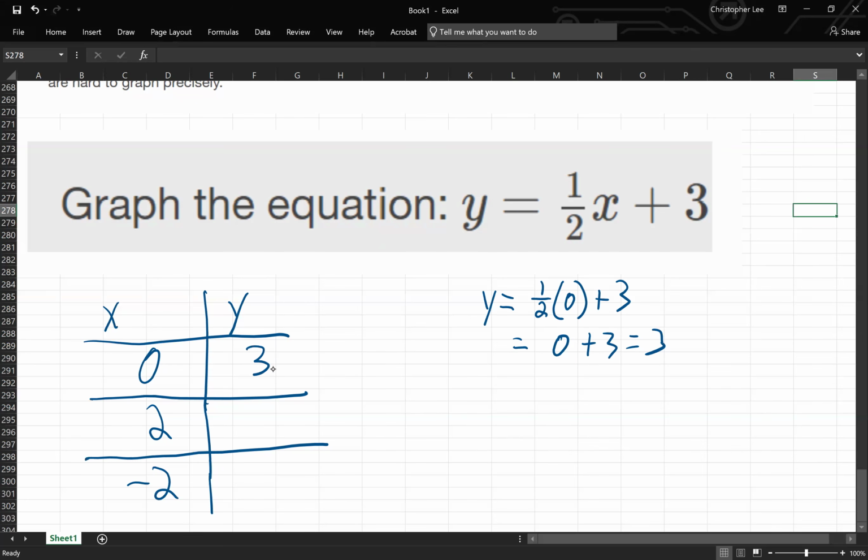All right, now watch the magic. This is why we always pick the denominator, right? I have y is equal to 1/2 times 2 plus 3, right? So you know that the 2's will cancel, becoming 1. So this becomes what? 1 plus 3, which is 4. Good, good. All right.